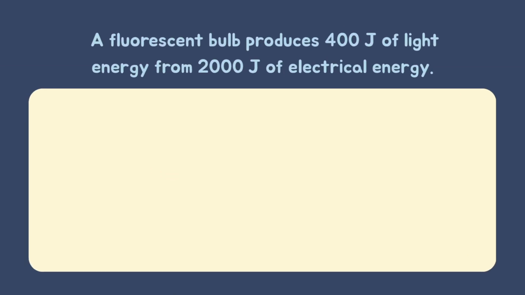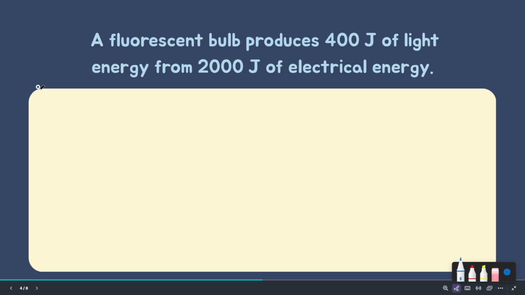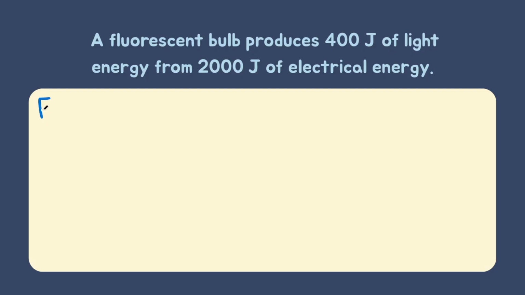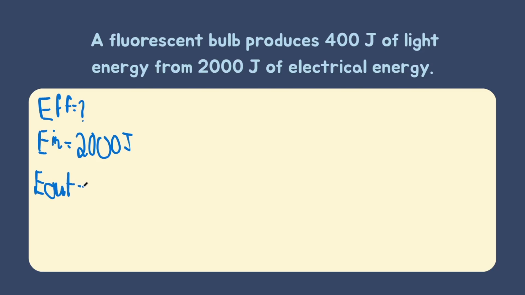A fluorescent bulb produces 400 joules of light energy from 2000 joules of electrical energy. Alright, by already looking at these numbers, you can tell that this light bulb is not very efficient. So you have efficiency equals question mark, that's what we're trying to find out. We have energy input, which is 2000 joules. In my previous video, I taught you what joules was. Be sure to check that out. We have energy output, which equals 400 joules.